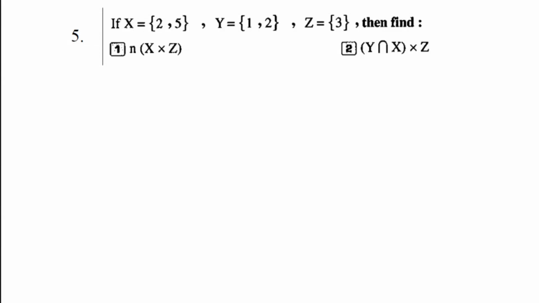Number 5: if x equals the set of 2, 5 and y equals the set of 1, 2, and z equals the set of element 3, then find the number of elements of the Cartesian product x times z.